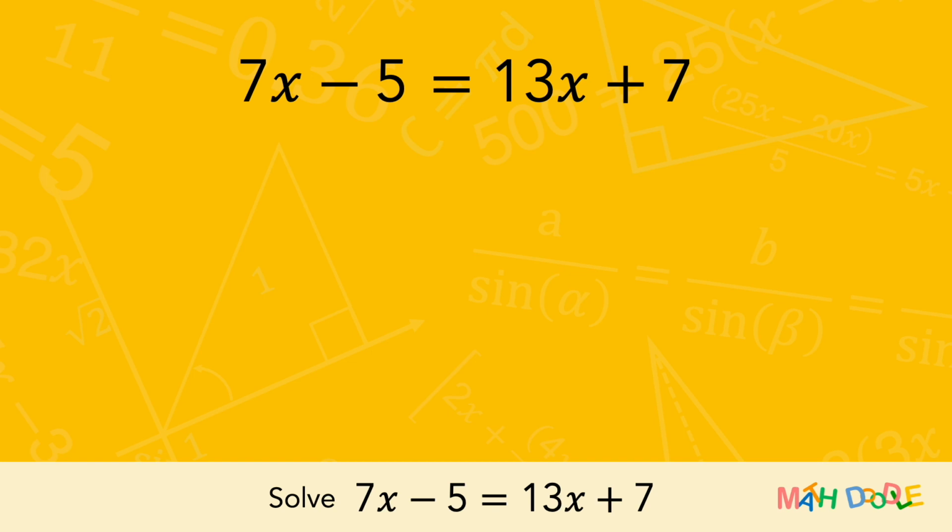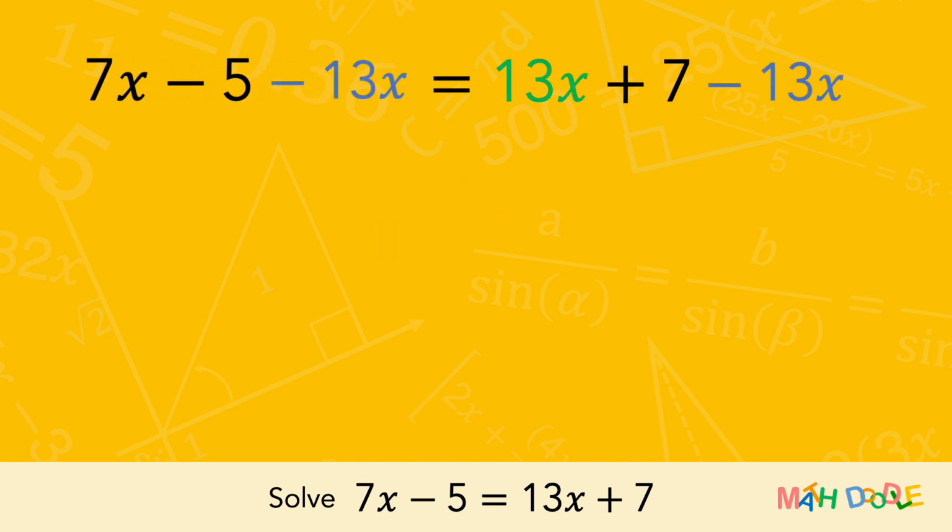Our goal in solving this equation is to find the value of x, which makes the two sides of the equation equal. To do this, we are going to rewrite the equation so that one side of the equation has only x. So, let's first eliminate 13x on the right side of the equation by subtracting 13x.